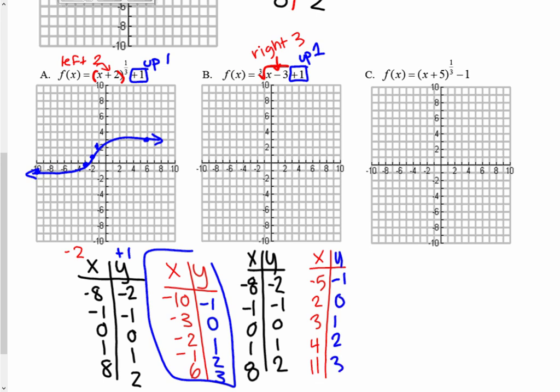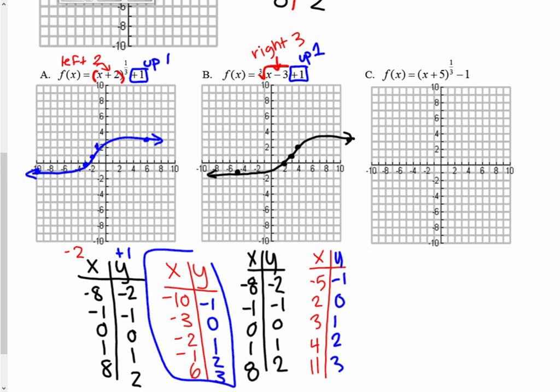Graph those values. So at -5, I'm at -1. At 2, I am at 0. 3, I'm at 1. 4, I'm at 2. And 11, I'm at 3. We're off the graph, but I like to just put a dot out approximately where it would be to help me when I connect the dots to get the right shape of that graph.